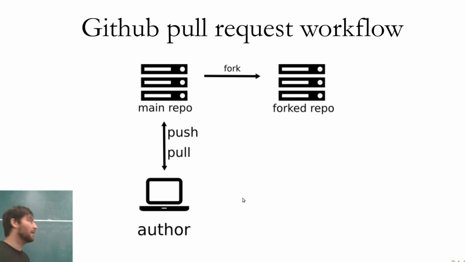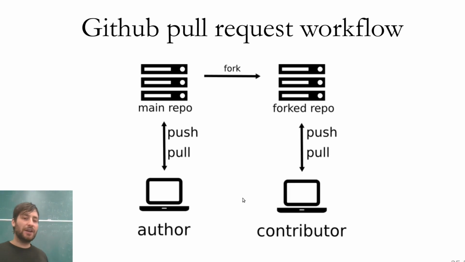So let's say you want to fix one of my typos. The way you do it is first you fork my repository. That means still on GitHub you have a copy of my repository. This now belongs to you, so you can make changes. To make changes, you pull it to your local laptop. You make your changes. Then you can push it to your forked repository. So now it's on GitHub in your copy of the repository.